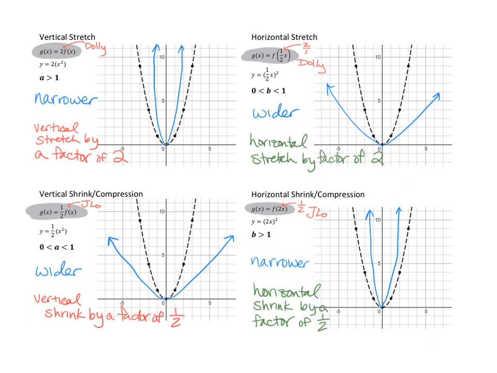They're different. The only way we can tell them apart when we're looking at them is by the equation. If the number is on the inside, we're dealing with the horizontal ones. If the number is multiplied on the outside, we're dealing with the vertical ones. Remember, these are the ones multiplied in front of it. So if I were to add or subtract a number on the inside, I'm back to doing my shifts from last class, not the stretches and shrinks.